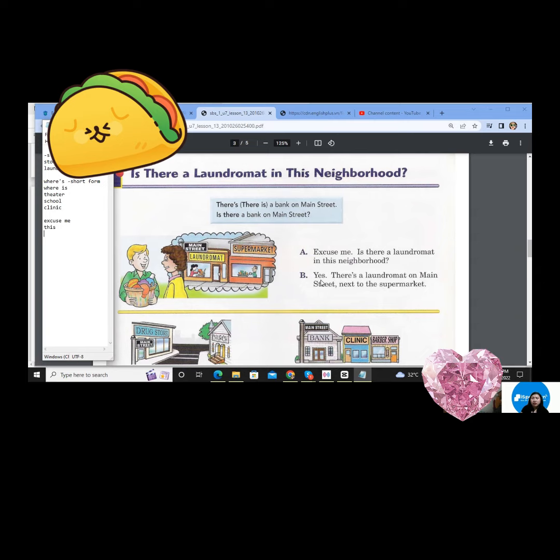Yes? There's a laundromat on Main Street, next to the supermarket. This one is Main Street, and the boy is asking for the laundromat. The girl said, yes, there is a laundromat on Main Street. You're going to say the address: there is a laundromat on Main Street next to the supermarket.